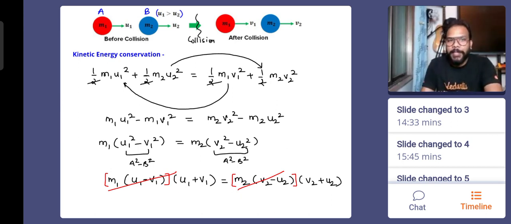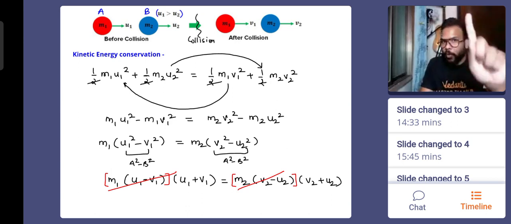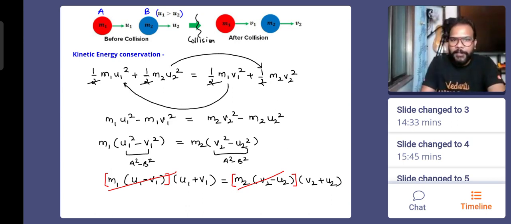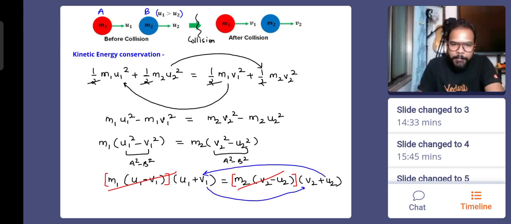Now what you are left with proves that the value of e is equal to 1. So this is going to prove that. Bring this v1 back to the right hand side, and I'm bringing u2 here. u1 minus u2 will be equal to v2 minus v1. Therefore e is equal to 1.